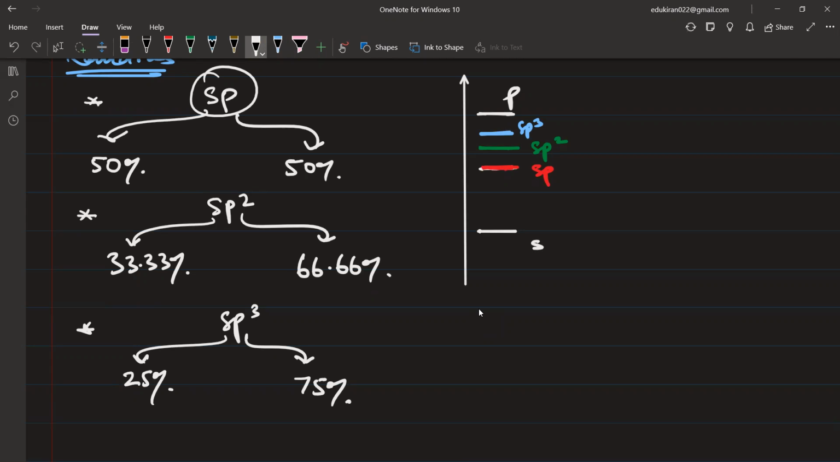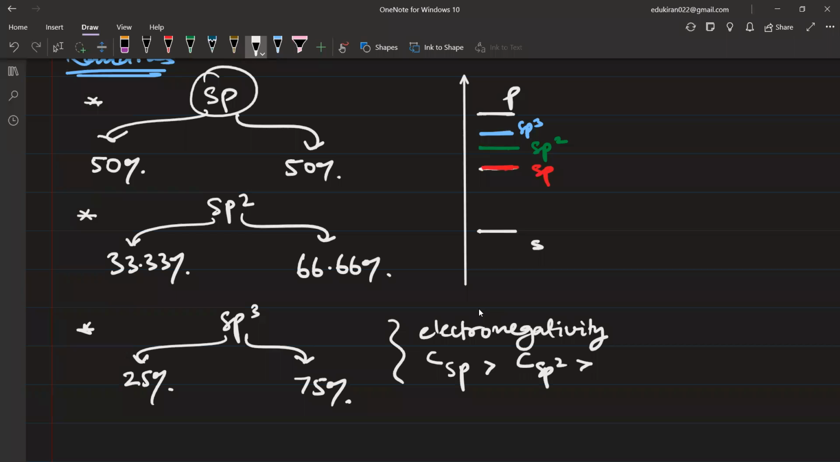Okay. Now, since sp is nearest to the nucleus, that means I can say that electronegativity for sp will be highest. Sp carbon atom, okay? Carbon sp is highest. After that, carbon sp2. And the lowest is of carbon sp3 hybrid orbital. If a carbon is having sp hybrid orbital, then it is the most electronegative, followed by sp2, and then followed by sp3.